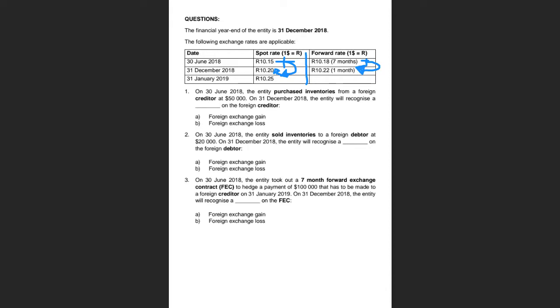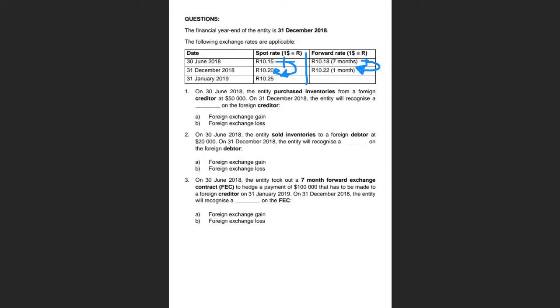So we entered into this contract for 10 Rand 18, right? As part of the contract, we're going to have to pay 10 Rand 18. However, at year end, if we were to have entered into the contract at year end, we would then be paying 10 Rand 22, right? So we actually got it for cheaper because we entered into the contract so early.